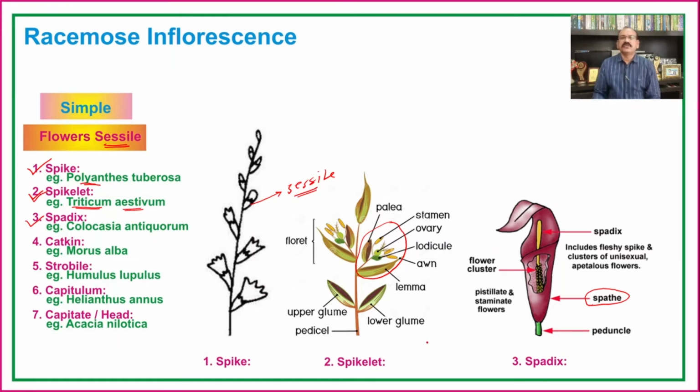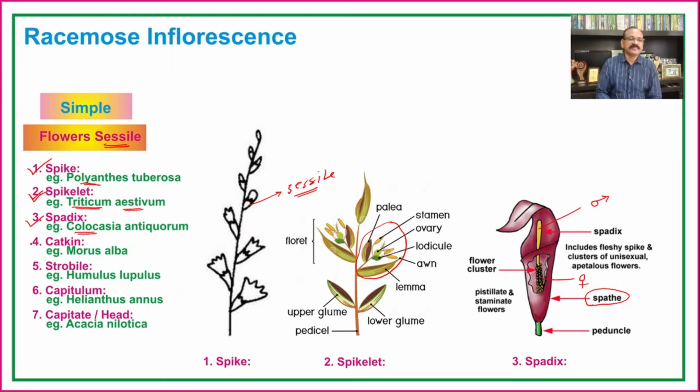In spadix, usually there is a development of the male flowers on the upper side and the female flowers on the lower side. This is almost common in many plants of the Araceae members, and it is found in Colocasia antiquorum, as well as in the family Araceae.